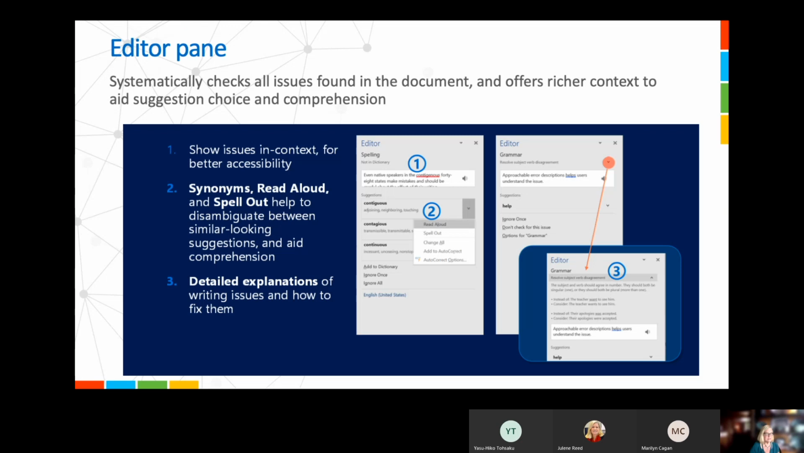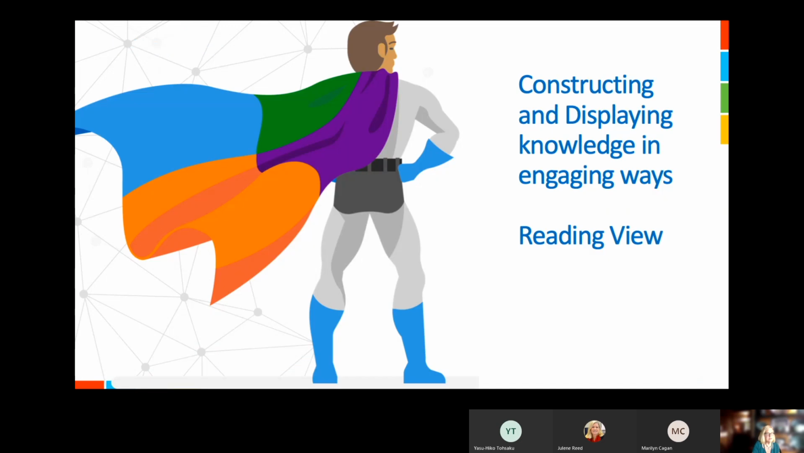And it's going to give them the opportunity to have things read out loud, and it'll give them suggestions. It'll even tell them the explanation of that writing issue and how it can be fixed or corrected and edited to be better. So it really gives them those context aids to really help their choice and their comprehension. So those are two of the newer tools that are coming in.